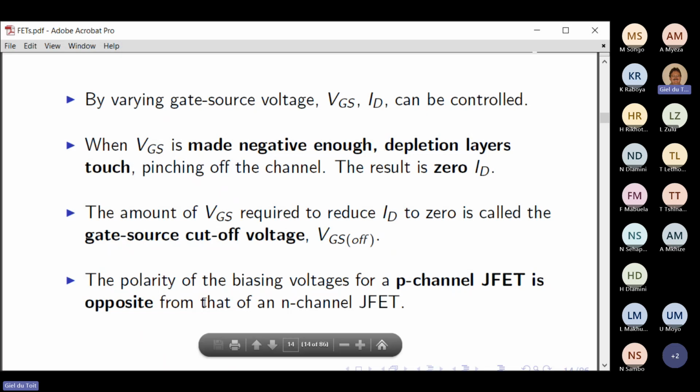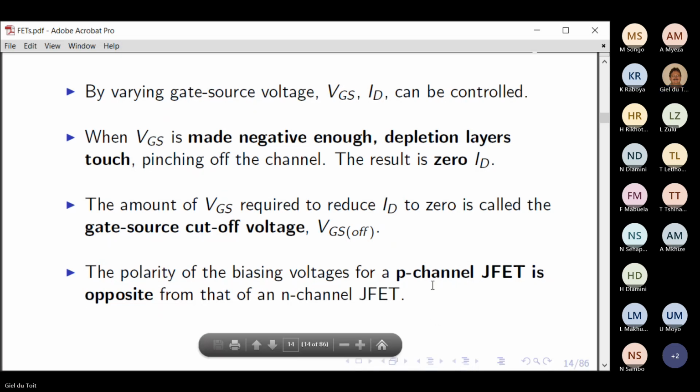The polarity of the biasing voltage for the P-channel JFET is opposite from an N-channel. So remember, for the N-channel, the positive is on the top, which is the drain. But for the P-channel, the negative voltage is on the drain and the positive voltage is on the source. So this is basically just the same for bipolar transistors as well.